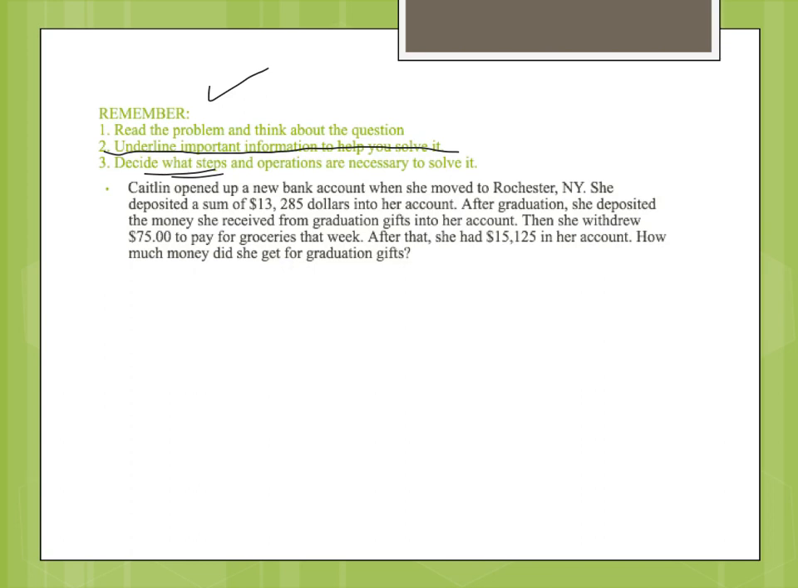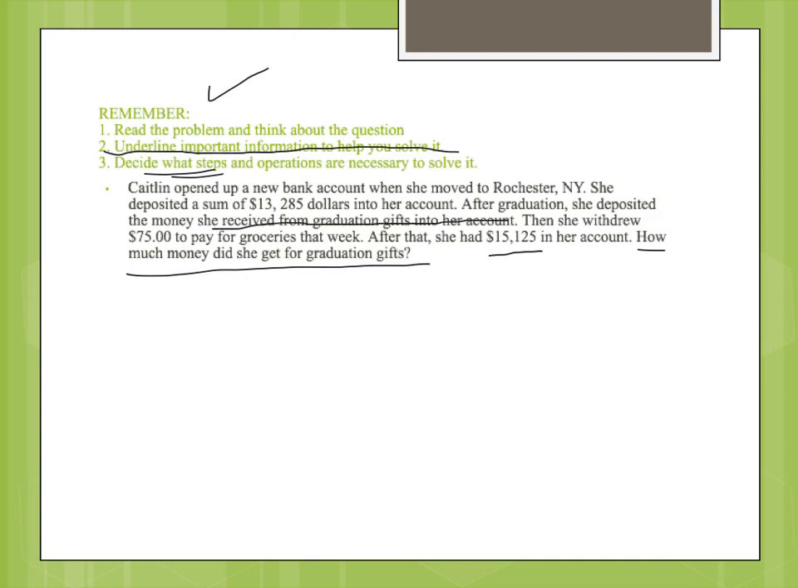$13,285 into her account. After graduation, she deposited the money she received from graduation gifts into that account. Then she withdrew $75 to pay for groceries that week. After that, she had $15,125 in her account. What we want to know, boys and girls, is how much money did she get from graduation gifts?